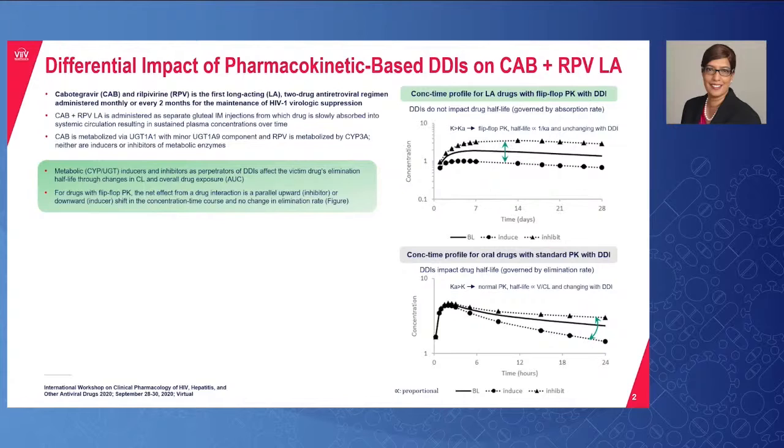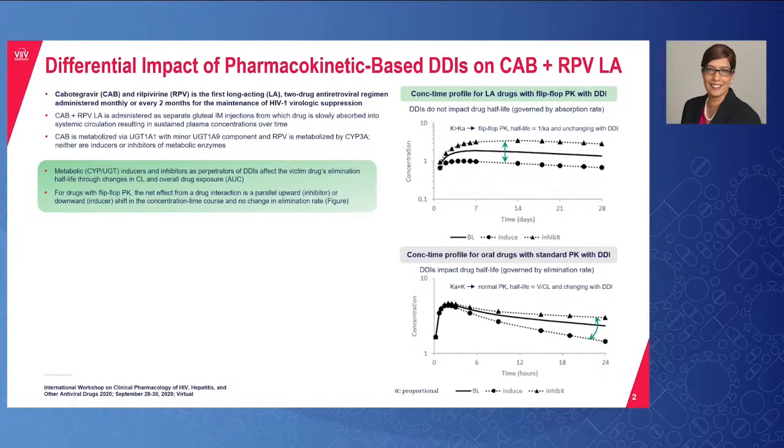In the top panel, the PK profile for a drug with flip-flop PK shows this parallel shift up or down in concentration time course with an inhibitor or an inducer relative to baseline. So here you are changing the AUC, but not changing the half-life.